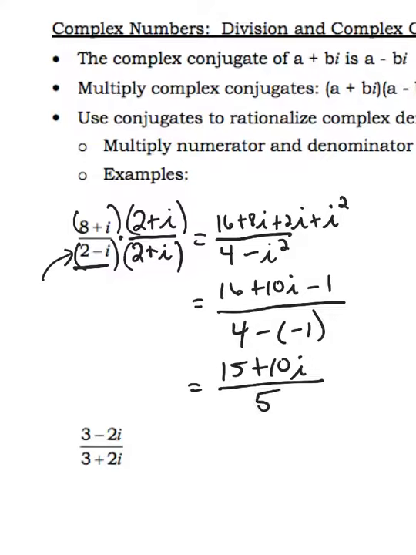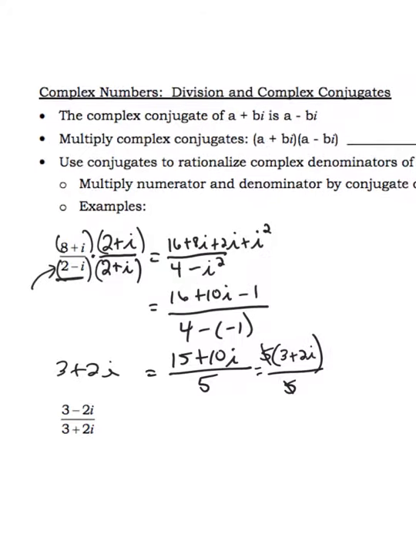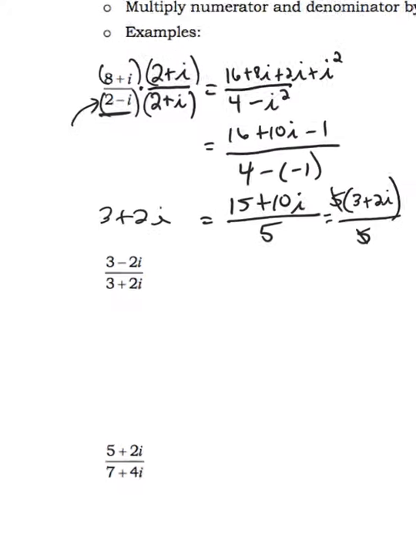Believe it or not, on the top, you can do a little bit of factoring. You can factor out a 5, and inside the parentheses would be 3 plus 2i. On bottom, I have a 5, so I would be able to cancel out those 5s. The end result would be 3 plus 2i, which is the equivalent of what we started off with. It just has a rational denominator. Let's look at the next one.